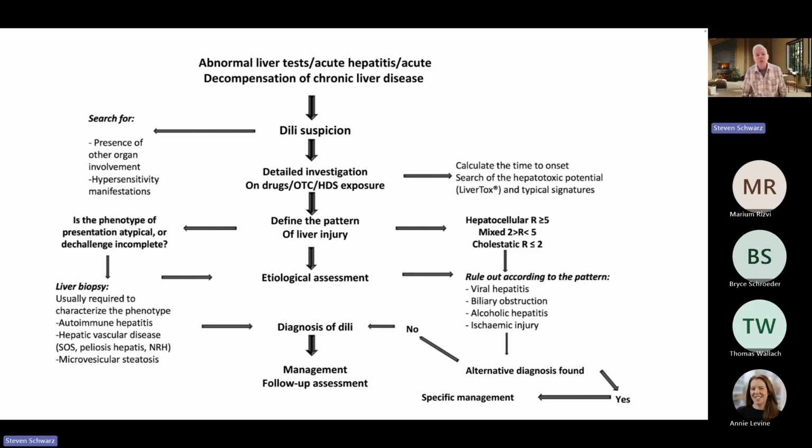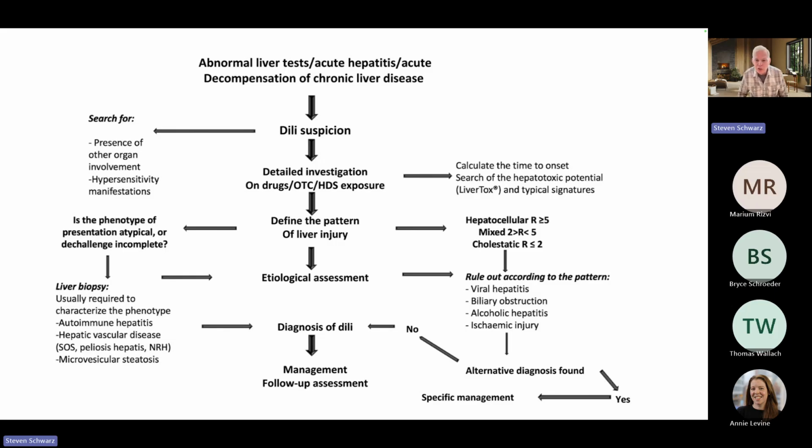And then if you are suspecting DILI, and of course, you should ask our residents when they get a patient, how many times do they get a detailed medication history from every patient, as you should. And that includes not only prescription drugs, but over-the-counter medications, herbal and dietary supplements. So we want to do a detailed investigation on everything that is not food-related that the patient puts into their body. And then we need to calculate the time to onset, because not all drugs that cause liver injury cause it immediately. It can be dose-related or occur after some time.